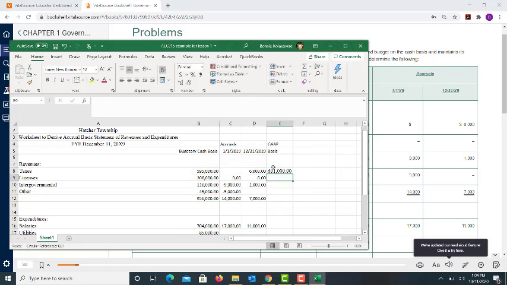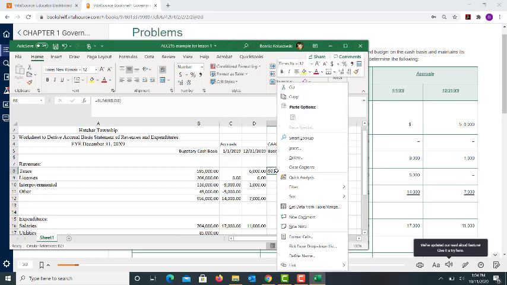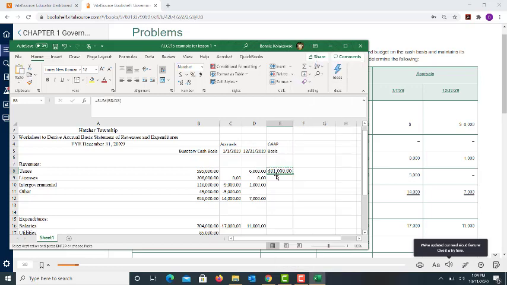And that is totaling up, adding or subtracting your accruals against your budgetary cash basis. Whoops, that formula did not come out correctly. This is incorrect. There we go.